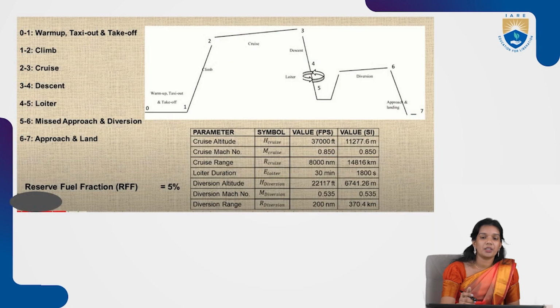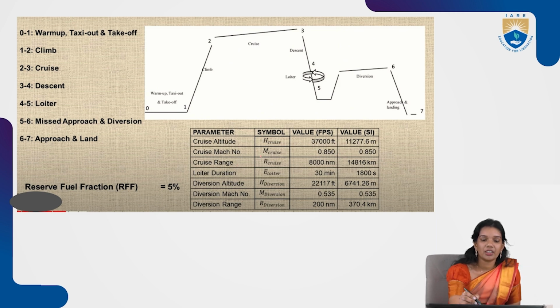Yes, so this is the mission profile. From this mission profile, we see that 0 to 1 is warm-up and takeoff, then 1 to 2 is climb, then 2 to 3 is my cruise, then next is descent, then I have a loiter, then I have a diversion of the fuel, then approach and landing. The altitude values are given here. The cruising altitude is going to be 37,000 feet. The Mach numbers are also given here. Mach number for cruise is going to be 0.850.